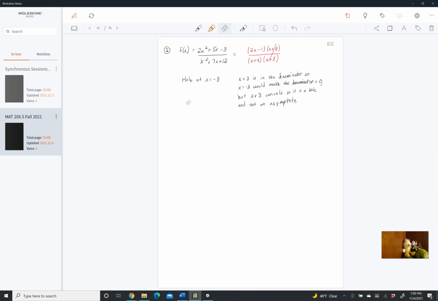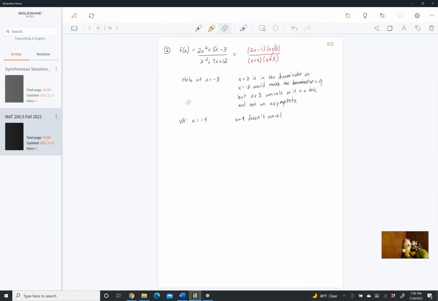Okay, notice we still are left with something in the denominator. We're left with an x plus 4. So at x equals negative 4, we have a vertical asymptote. x plus 4 doesn't cancel. And x equals negative 4 is going to make that denominator 0. Negative 4 plus 4 is 0.